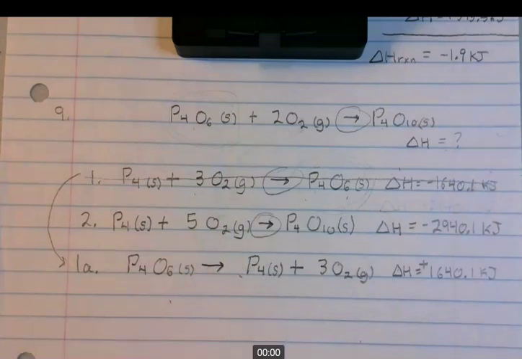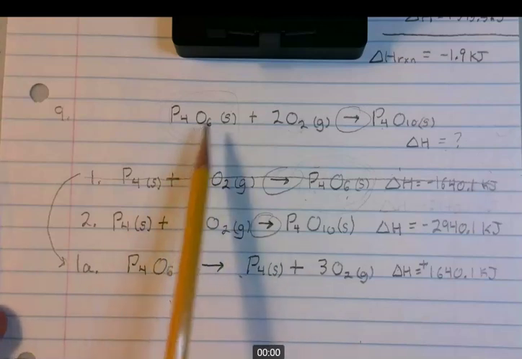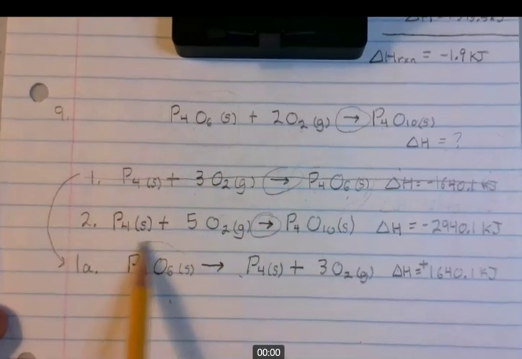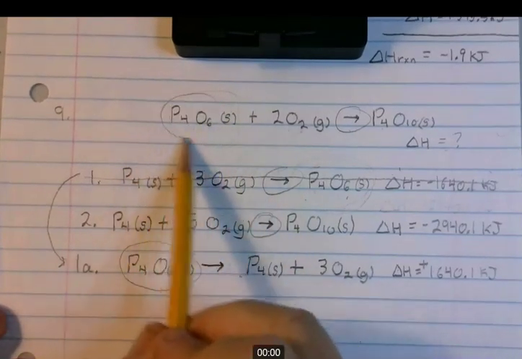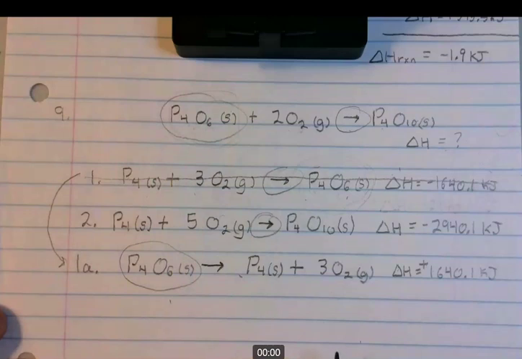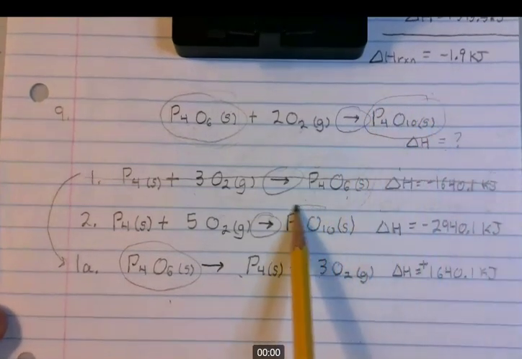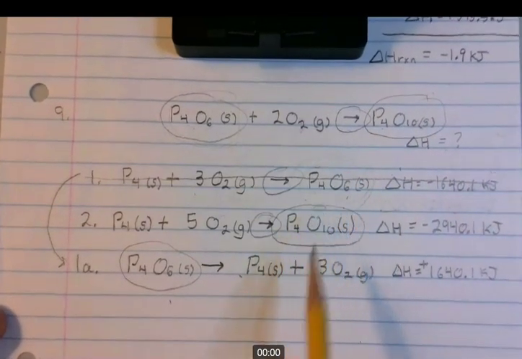So let's see how things cancel out here. We need to have P4O6 on the left-hand side of the arrow up here. That's our target. So we have it right there. So that's good. That's taken care of. And now what about P4O10? We need that on the right side up here, and we have it on the right side of equation 2 right there. So we've taken care of those two.